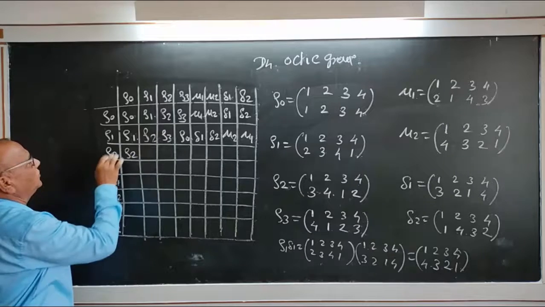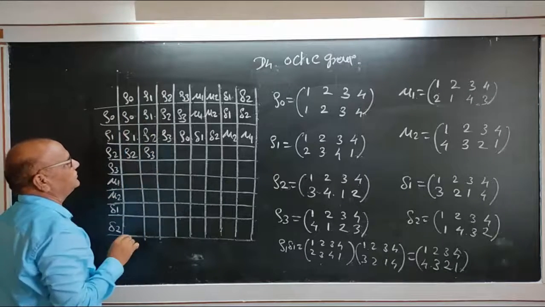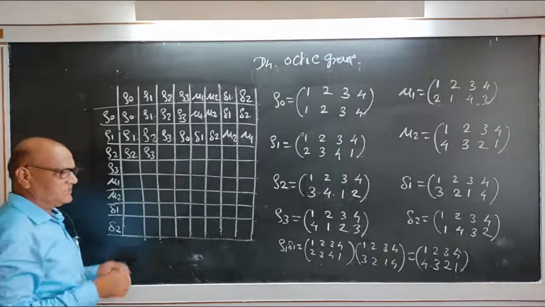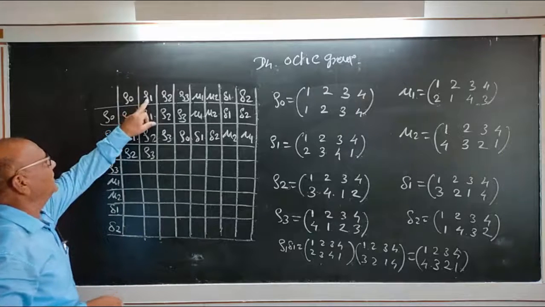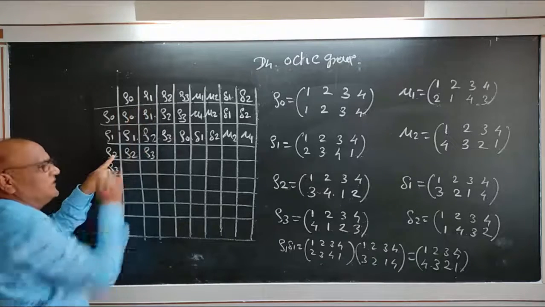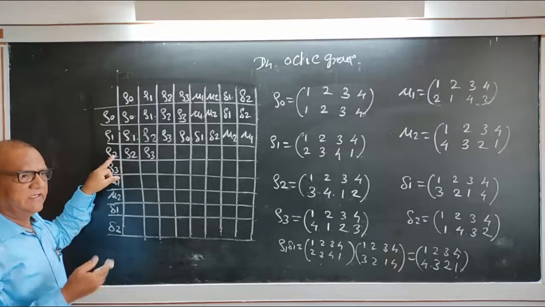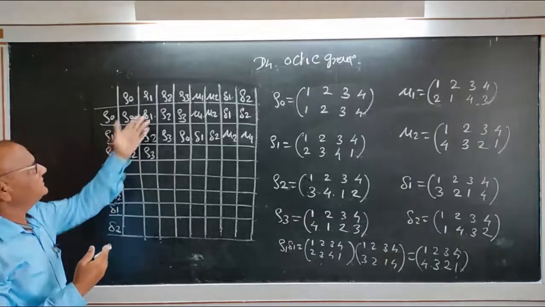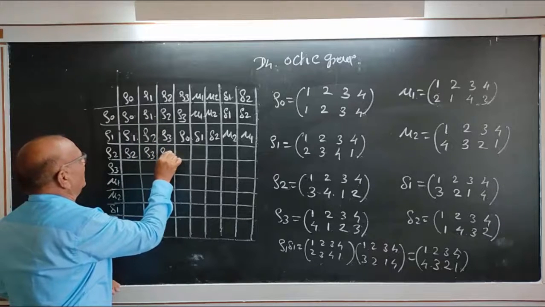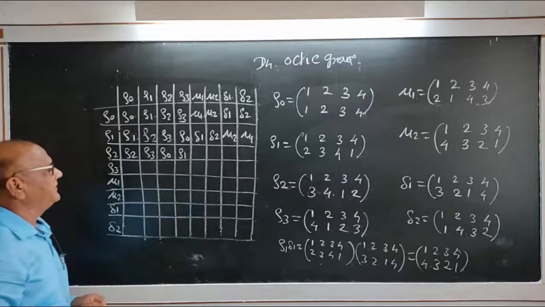Row 2 into row 0. Here row 3. Row 2 into row 1 is row 3. Because this is rotation: row 2 is a 180 degree rotation, row 1 is a 90 degree rotation. 180 degree and then 90 degree means 270 degree. And 270 degree means row 3. This is row 3. Then this is row 0 and row 1.